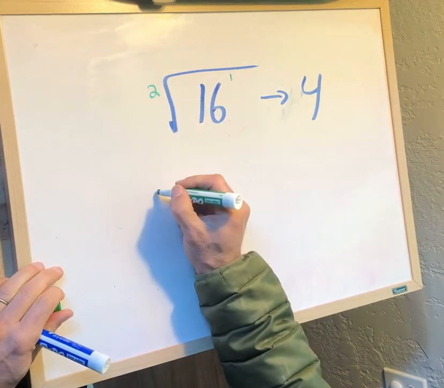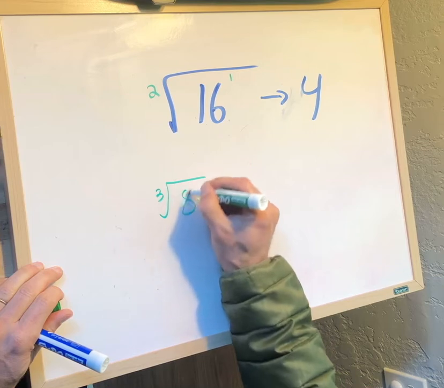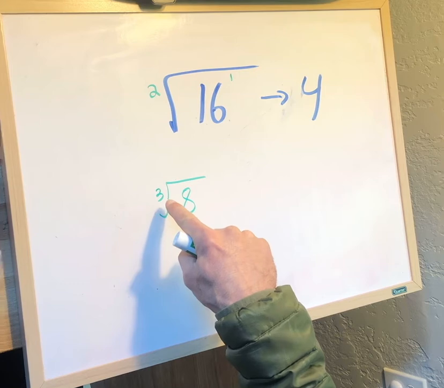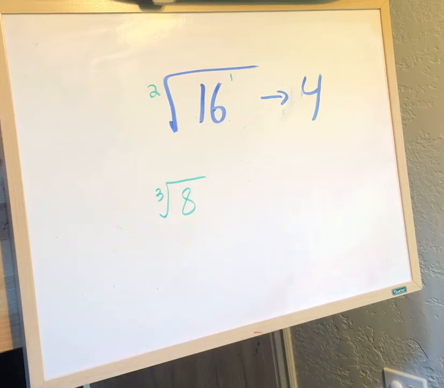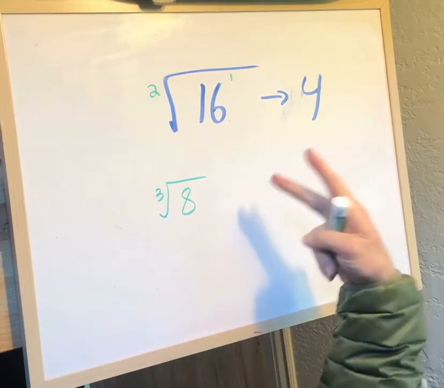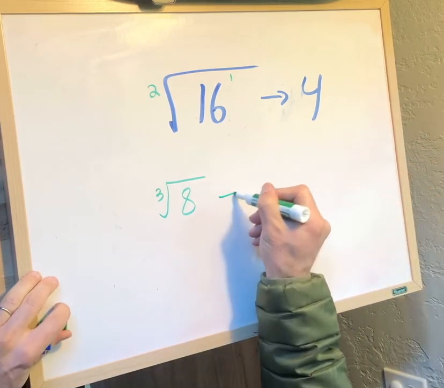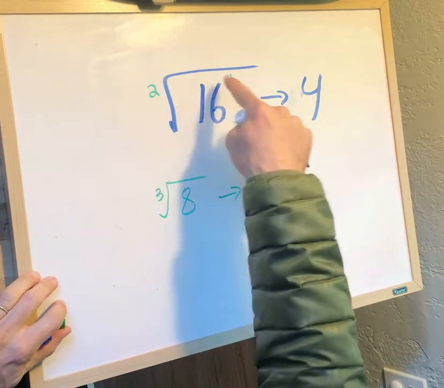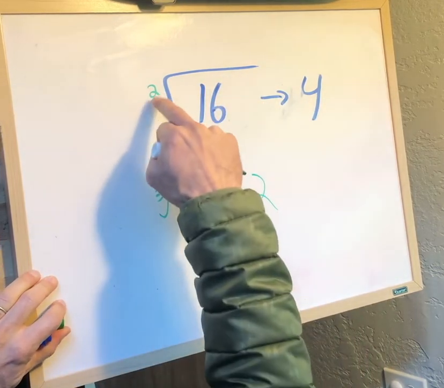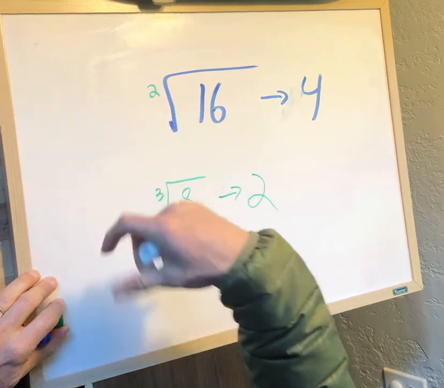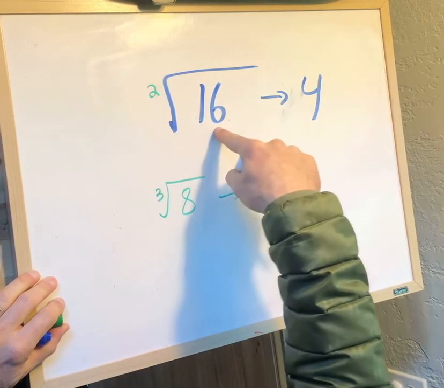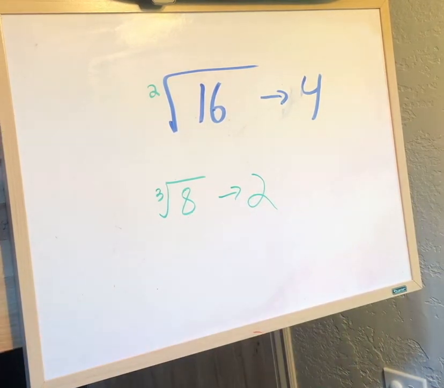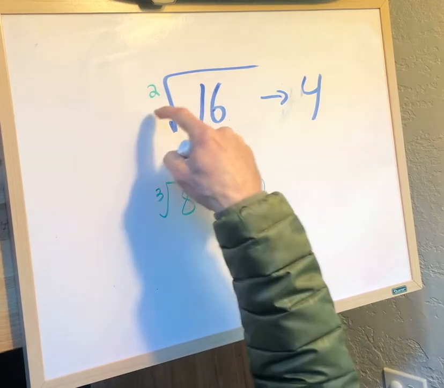If this was, let's say, the cube root of 8, this is asking, what number multiplied by itself 3 times gives me 8? The answer is 2, because 2 times 2 times 2 is 8. The reason why this answer is 4 is, what number multiplied by itself 2 times gives me 16? 4 times 4 is 16. This is called the cube root. This is called the square root.